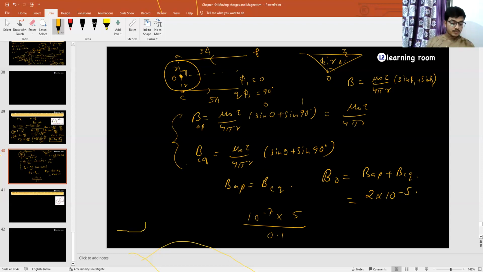Mu naught by 4 pi, I upon, okay. Diameter was 10 centimeter, radius is 5 centimeters, so 0.05. So this becomes 10 to the power minus 5. So this was for one of them. If both of them are equal, it is 2 into 10 to the power minus 5. Agree with this, yes or no? Yes, sir.